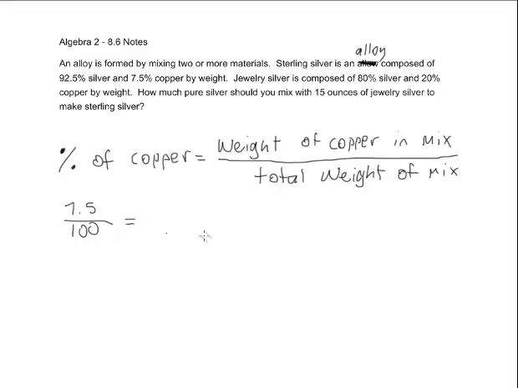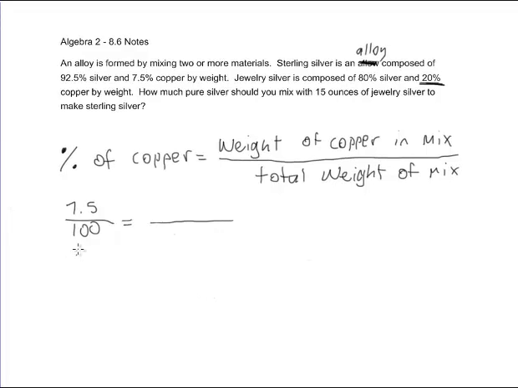And it's equal to this fraction over here, which is the weight of the copper in the mix. Okay, the weight of the copper in the mix. And so in order to get that, what we want to do is look at the ratio, the percent of copper in the mixture compared to the total weight of the mixture, and then whatever gets added in is going to be my silver. So that's where the 7.5 over 100 comes from.